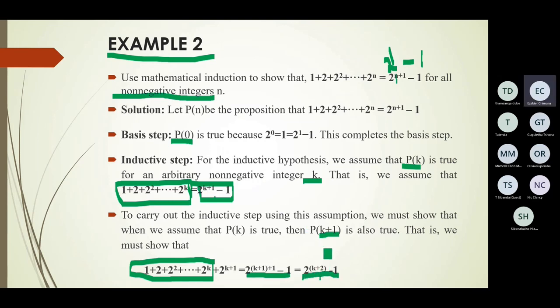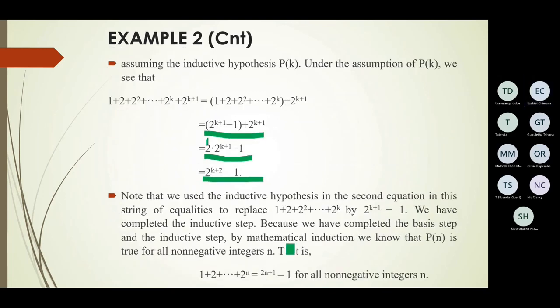When we assume that P of k plus 1, when we assume our n is equal to k plus 1, we put k plus 1 here and we actually get this expression. So since this left hand side is equal to the right hand side, I'm sure that you can now conclude that this statement, or P of n, is true for all non-negative integers of n.